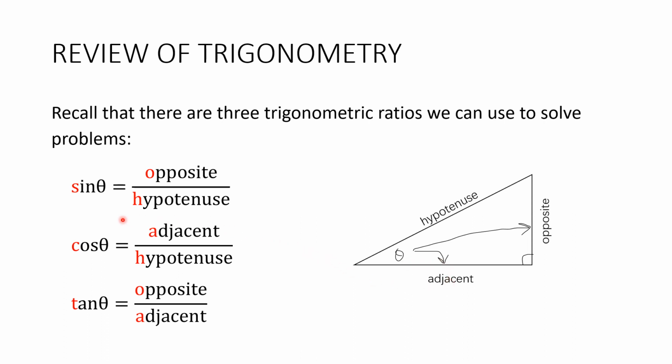Now we define sine theta as opposite over hypotenuse, cos theta as adjacent over hypotenuse, and tan theta as opposite over adjacent. And we can tie it all up in SOHCAHTOA, which stands for sine is opposite over hypotenuse, cos is adjacent over hypotenuse, tan is opposite over adjacent.